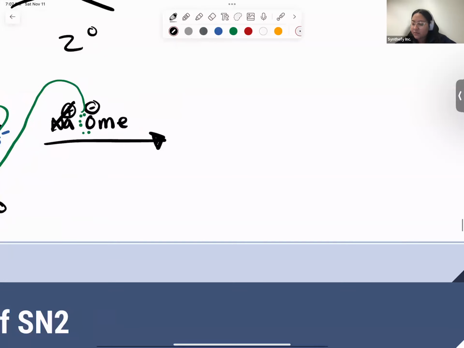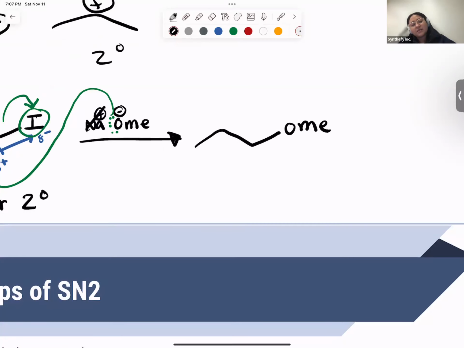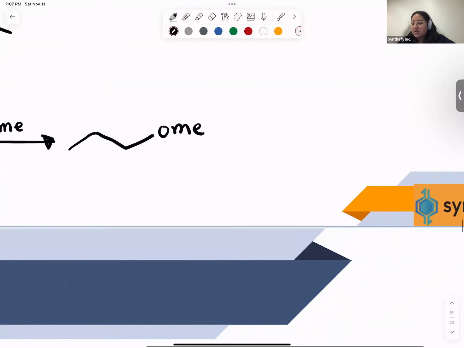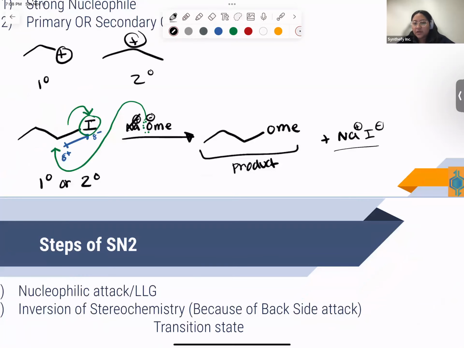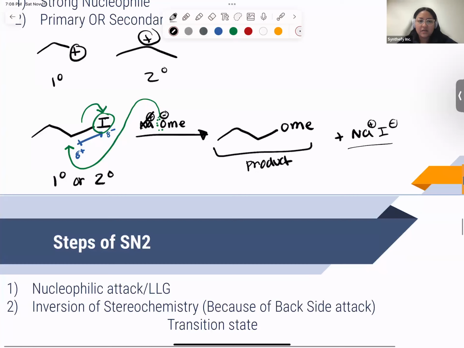So the products of this reaction are as follows. Again, with substitution reactions, you're just substituting that leaving group. And this would be your product. And if you want to know what happens with the spectator ions, they form their own product on the side. This is not really important, but if you're just curious.